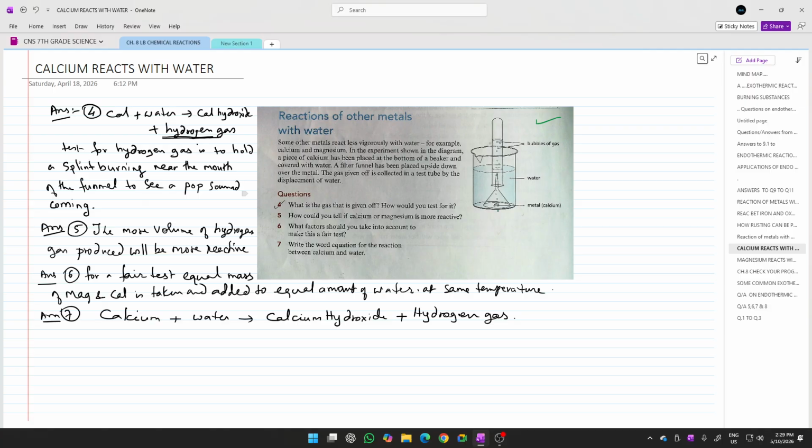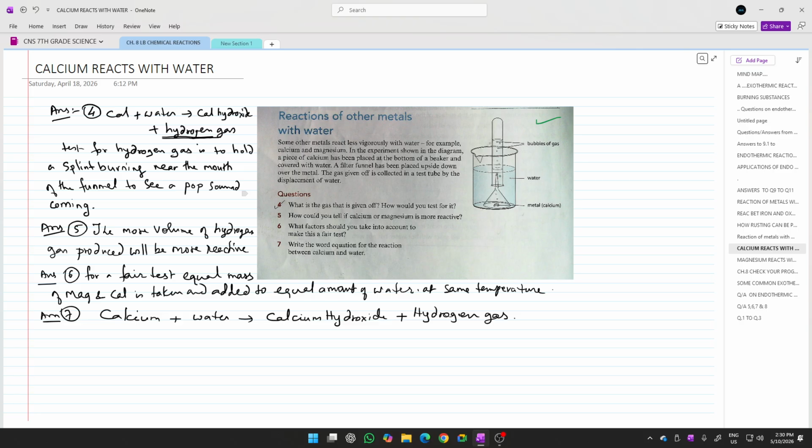In a beaker, you take some small quantity of calcium, and the beaker already contains some water. On that calcium you keep an inverted funnel. The water and the calcium will react, and calcium hydroxide will be formed. Along with calcium hydroxide, there will also be hydrogen gas formation. This hydrogen gas, when the reaction takes place, will come out from this funnel and can be collected into a test tube. So there is a test tube which is inverted over the funnel.